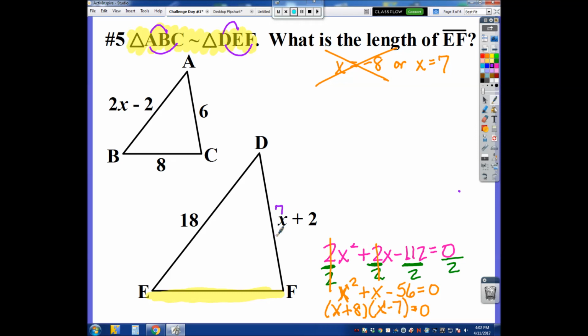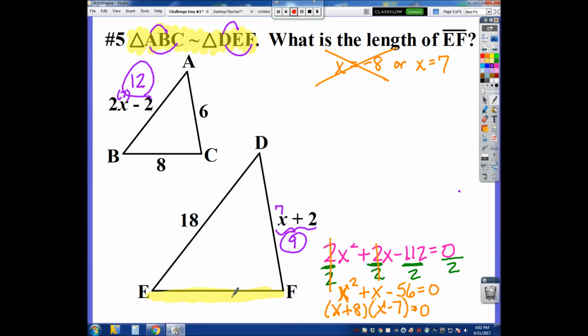So if x was 7, then this side overall is 9. And if x is 7, then 14 minus 2, this has a length of 12. So now, really, EF is the only side out of both of these triangles that I don't know.